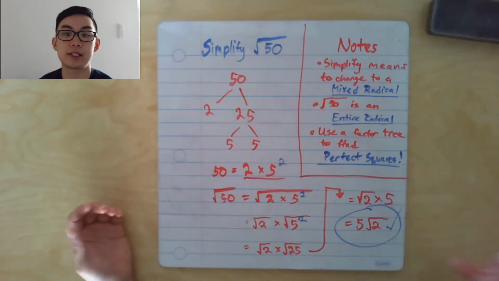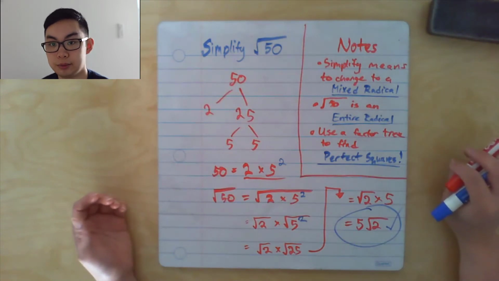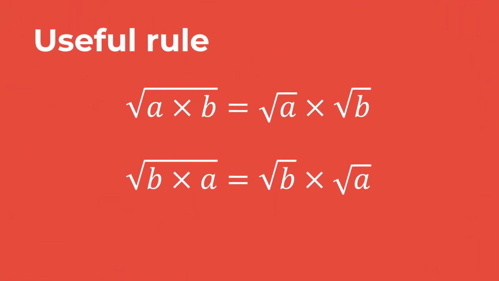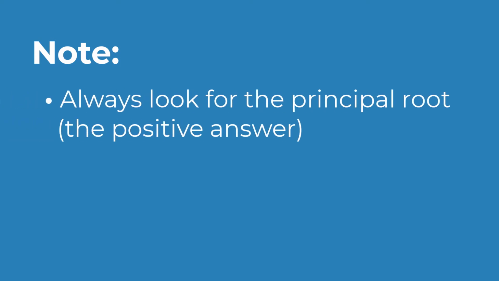Let's see how we can do that with another example. Here's a useful rule. The square root of a times b is equal to the square root of a times the square root of b. Or equivalently, the square root of b times a is the same as the square root of b times the square root of a. Note, when we are square rooting a number, we are always finding the principal root, the positive answer. What do I mean by that?